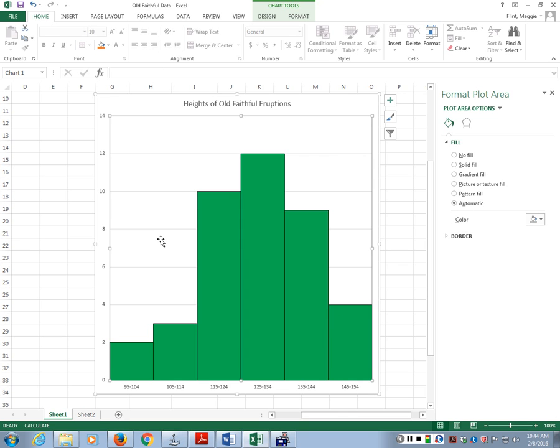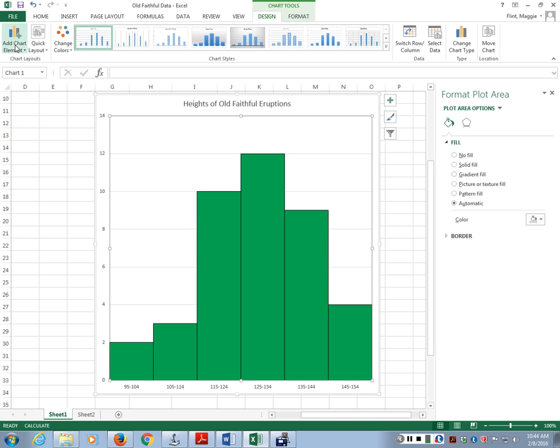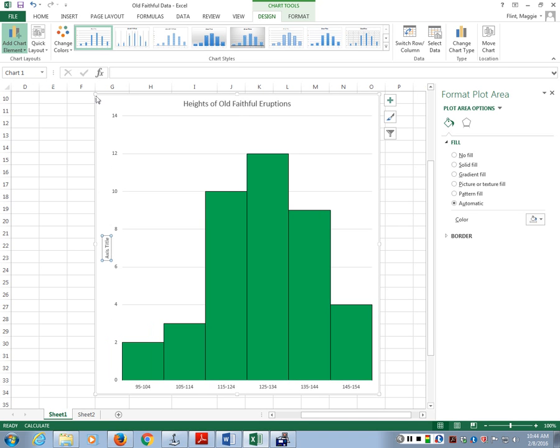The only thing remaining is, that tells me something about the heights of Old Faithful eruptions. It labeled the bottom, but I don't know how they measured those. And I've got these numbers on the side, but I'm not sure, is that counted by ones, is it counted by tens, is it counted by hundreds? So I probably want to add some axis titles, either horizontal or vertical or both. So I'll do the primary vertical, and I'm just going to call that frequency.